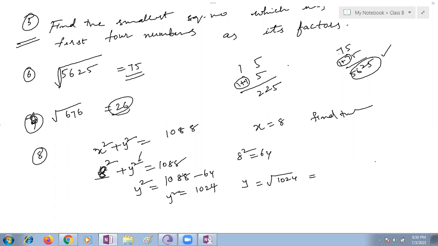Okay, y is nothing but how much, children? Ma'am, 32. That's all. The y value is 32. You can see it in this way. And the next part you have to see. These are many applications, children.